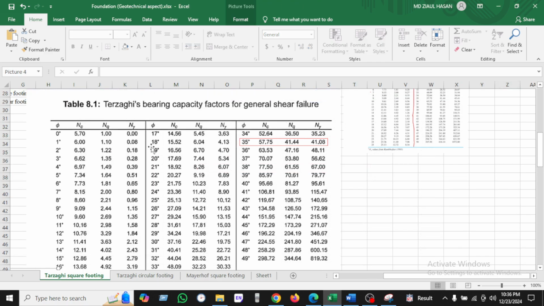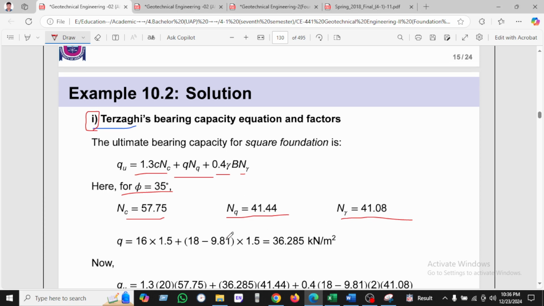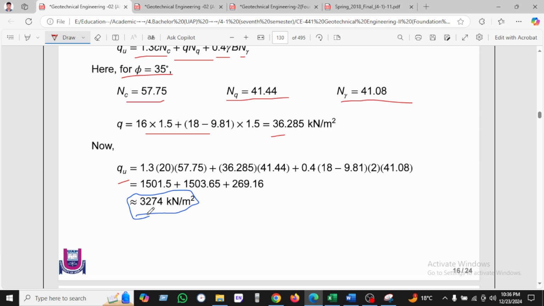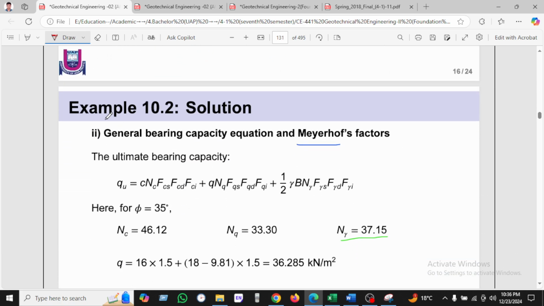So how will we get this? We'll go to Terzaghi's bearing capacity chart. When phi is 35, then we'll see Nc, Nq and N gamma. Putting all the values here, we found q is 36.285 kilonewton per meter square. Ultimate will be 3274 kilonewton.